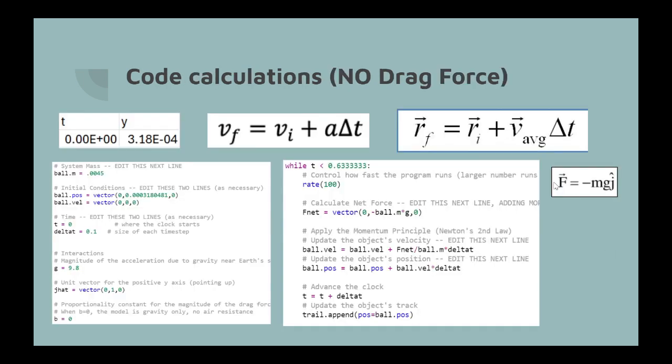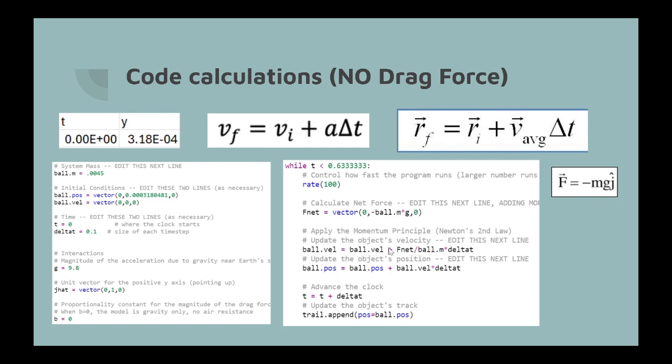Okay, so our code calculations for no drag force. We start with the initial position, which is the same as the observed that we got before. Our delta t is just 0.1. Our g is 9.8, which we found again using our little equations. And then j hat is inserted again. B equals 0 because there's no drag force for this, so it's just keeping it constant. And then the f net vector. Because it's falling down, we're going to calculate a force that's being applied in the y direction. Again, that force is going to be gravity, so negative mg j hat. So we can plug in our numbers there.